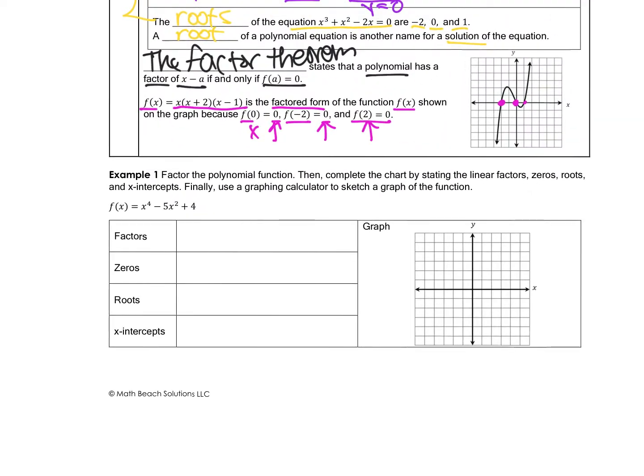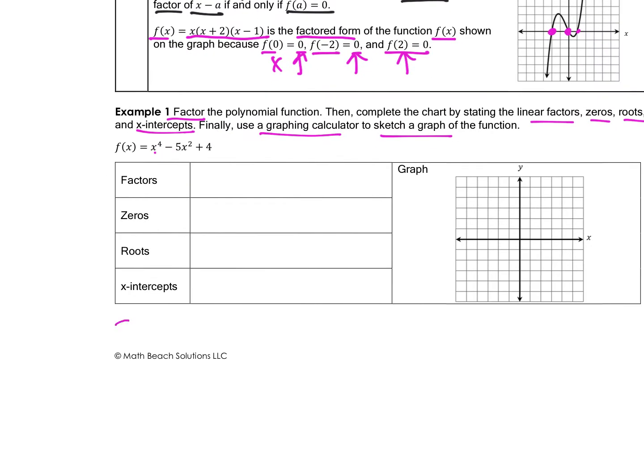Okay, let's look at our first example. We're going to factor the polynomial function, and then we're going to complete the chart by stating the linear factors, zeros, roots, and x-intercepts. Finally, you can use a graphing calculator to sketch the graph of the function. So first thing I have to do is factor it. Notice first thing is GCF, but they don't have anything. So remember, whenever you're factoring 3 terms, you're using sum and product. So the sum would be -5, product would be 4. Notice your first term is x to the fourth, so that would be x squared minus 4 and x squared minus 1. You multiply negative 4 times a negative 1 and you add and you get negative 5.